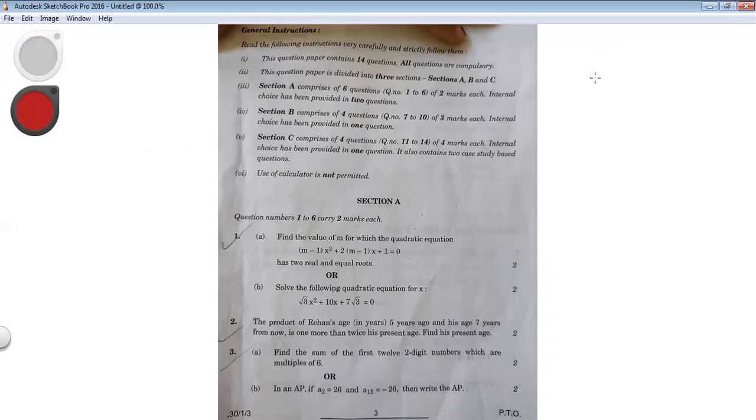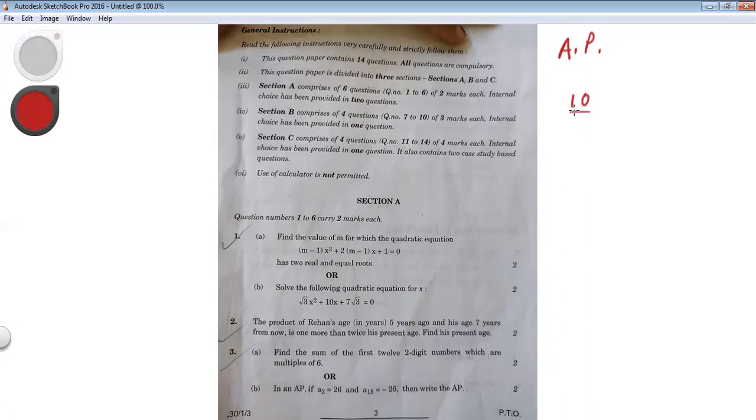That means this sum pertains to an AP. For the two-digit numbers, we just need to find the first term. The first two-digit number is 10, isn't it? Find the sum of the first 12 two-digit numbers.